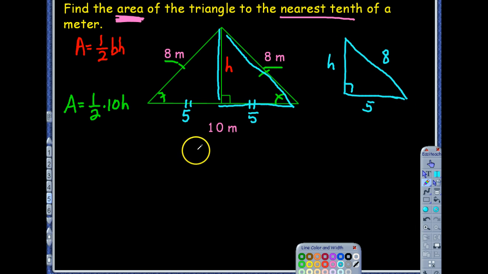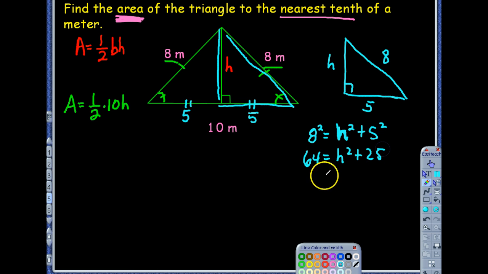The 8. So let's start off with 8 squared is equal to h squared plus 5 squared. You could have said 5 squared plus h squared. It doesn't matter. Exactly. So 64 equals our h squared plus 25. And that's going to give us h squared equals 39.